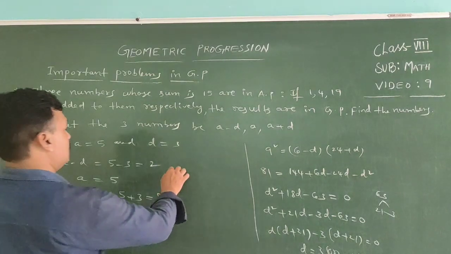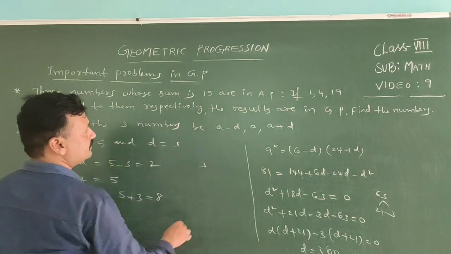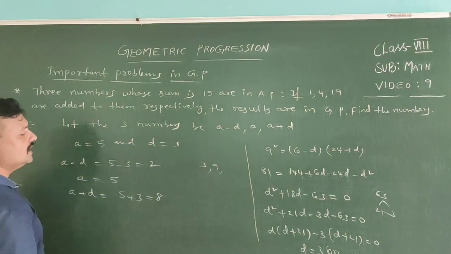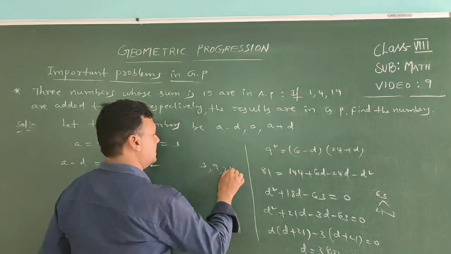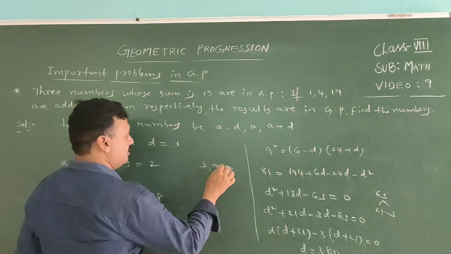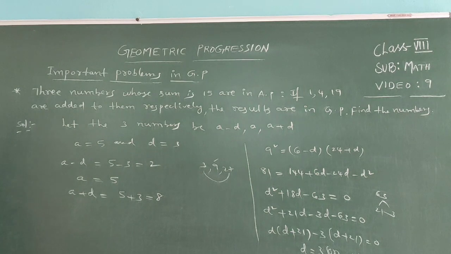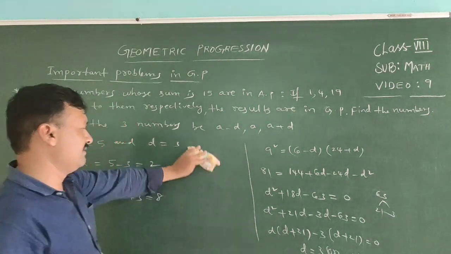If 1 is added to 2 it becomes 3. 4 is added to 5 becomes 9. 19 is added to 8 becomes 27. They are in GP because 9 square equals 3 into 27. So it satisfies the condition.